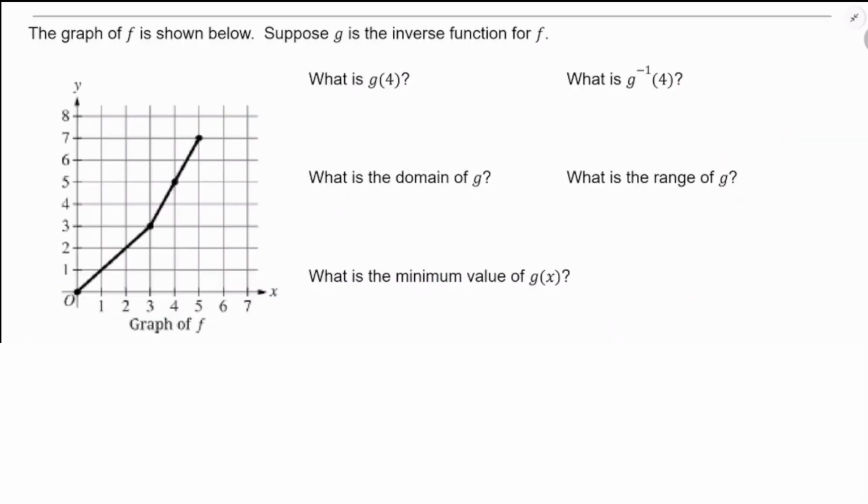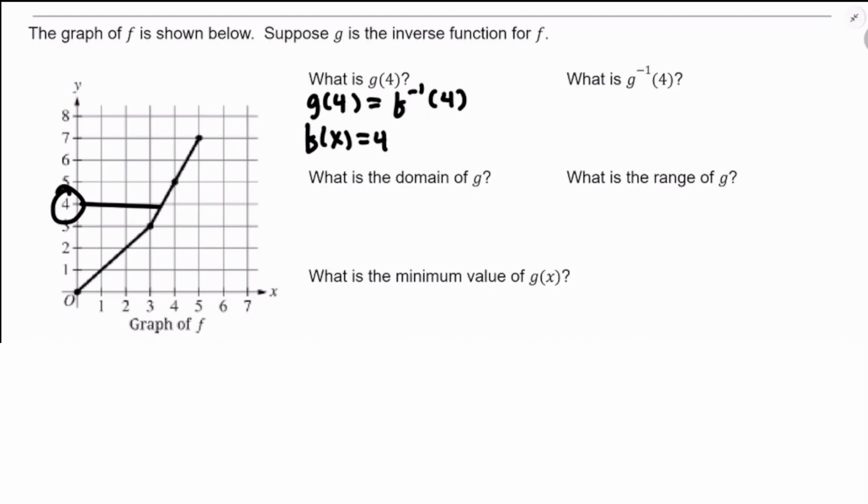Right, next we've got a picture of a graph here, and suppose g is the inverse function for f. Okay, so what is g of 4? Well, g of 4 equals f inverse of 4. When you're tasked with finding f inverse of 4, you say f of x equals 4. Okay, on the graph, this is the graph of f. I'm saying 4 happens right there.